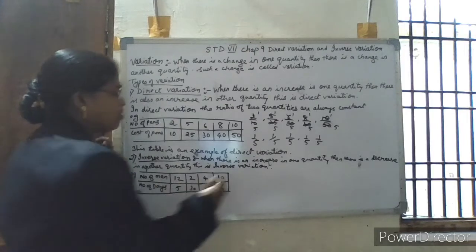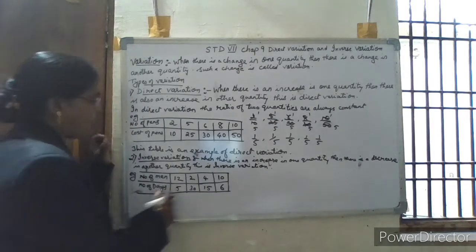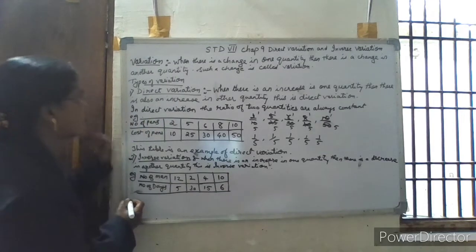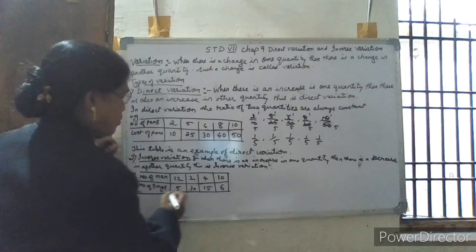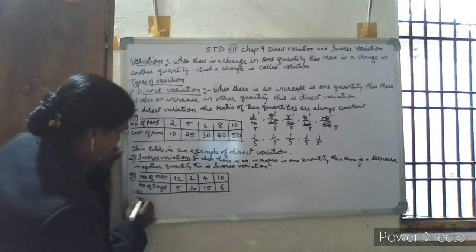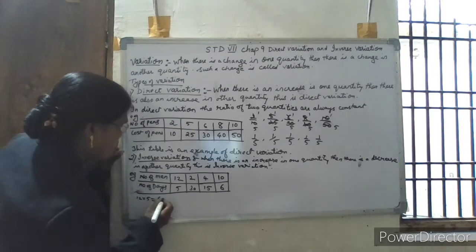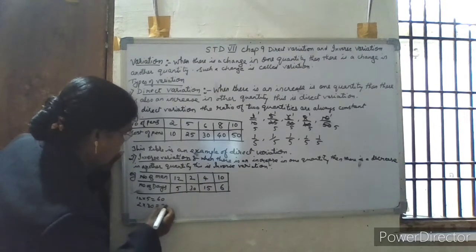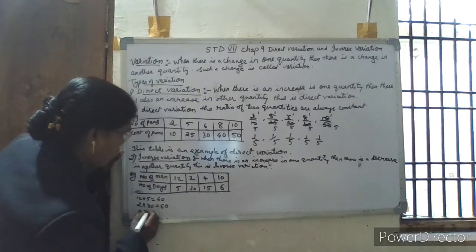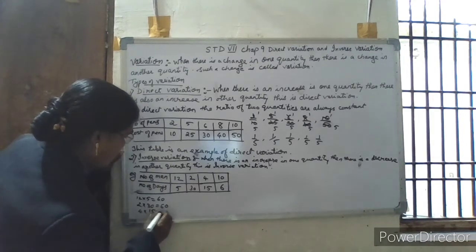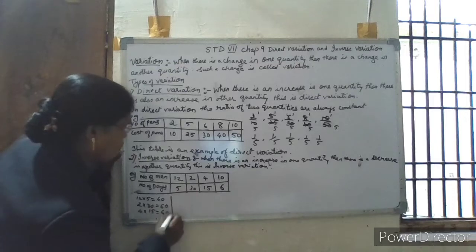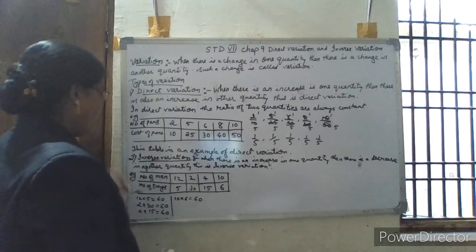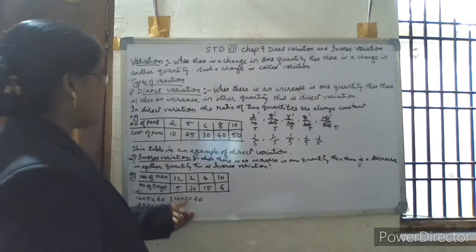So you can see here the product of the quantities is constant. 12 into 5 equal to 60. Then 2 into 30 is equal to 60. 4 into 15, 60. Then again 10 into 6 is equal to 60. So you can see the product of the two quantities is constant.